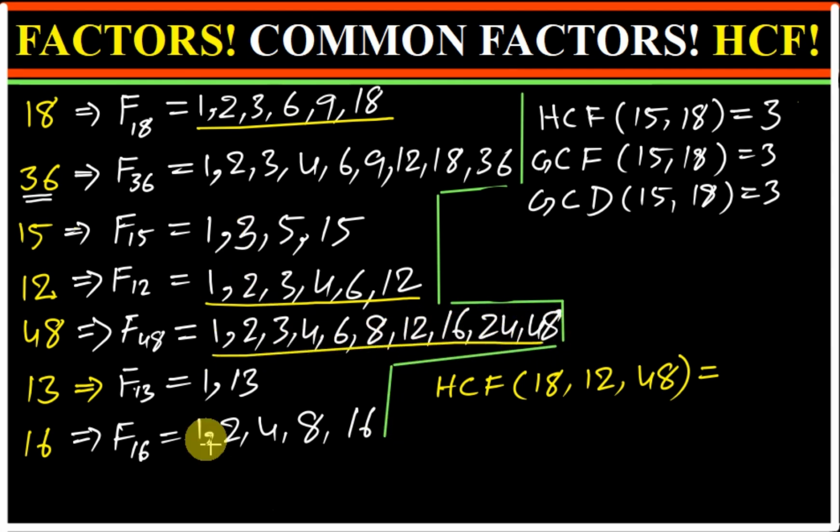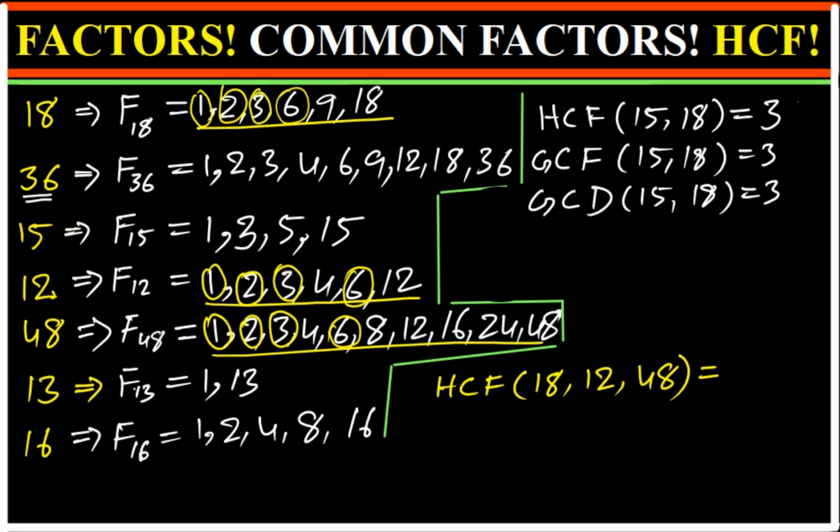So we have to see the common ones. 1 is common. 2 is common here. Then 3 is common. 4 is not common because 4 is not present in 18. Then 6 is common. 9 is not common. 12 is not common either, because it is common only in 12 and 48; it is not present in 18. So these are the common factors.